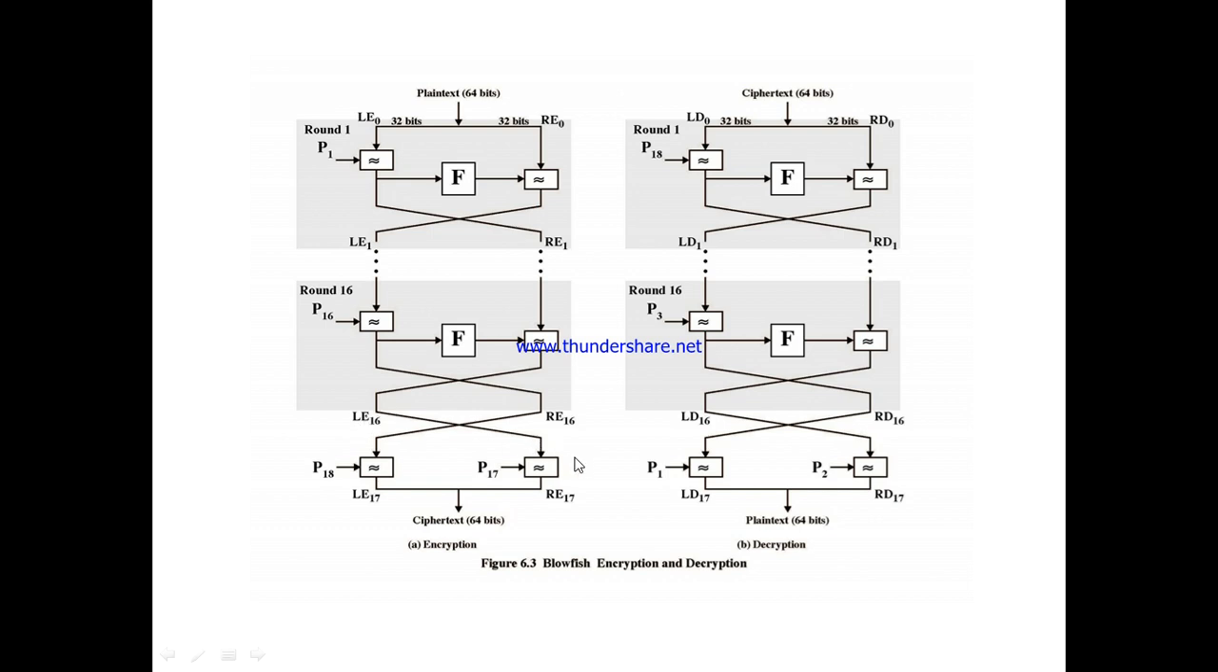After 16 rounds, there is a swap again. The left half is given to the right side and the right half to the left side. Then we perform the XORing with P17 and P18. So LE16 is XORed with P17, generating RE17. RE16 is XORed with P18, generating LE17. Both together give us the ciphertext. The same operation is used for decryption, but the keys are applied in reverse order. So this is the Blowfish encryption and decryption algorithm.